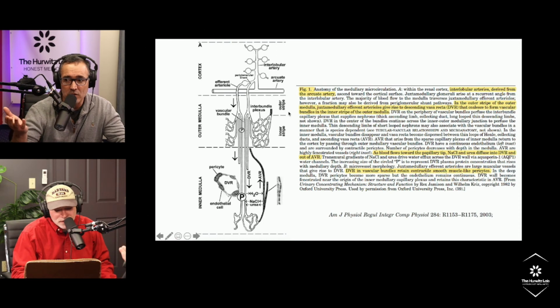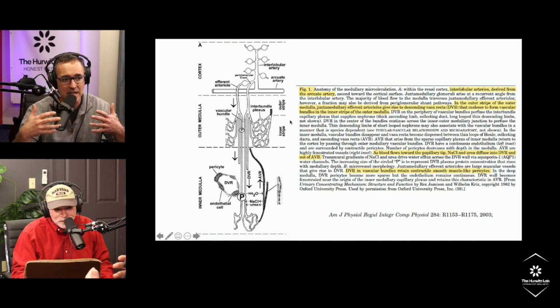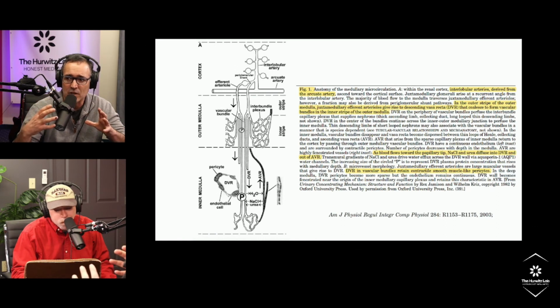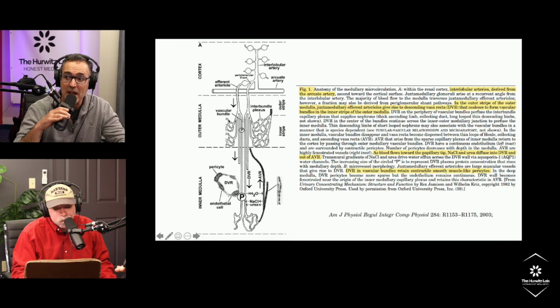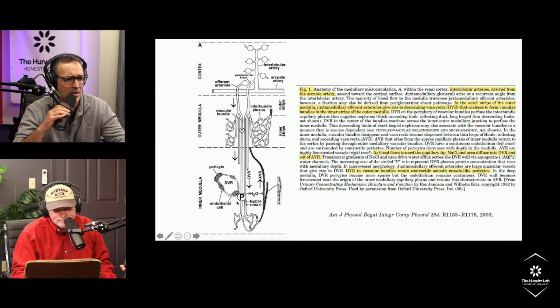And this reminds me of all those pictures you showed us of other things shunting, and this is going to be an important part of protecting your deep intramedullary hypertonicity by shunting water away before it can go down there and dilute it. Exactly. And then you have the descending vasa recta, which goes deep into the inner medulla, and then the ascending vasa recta.